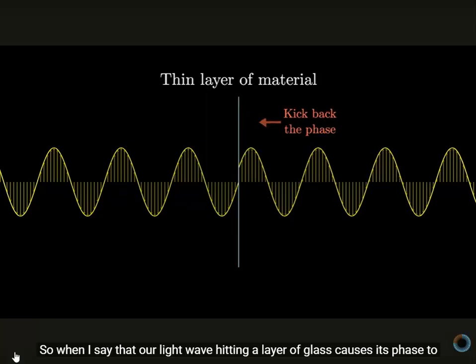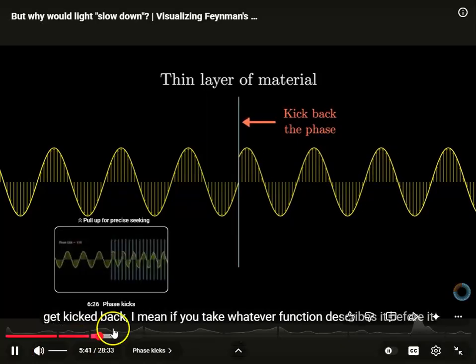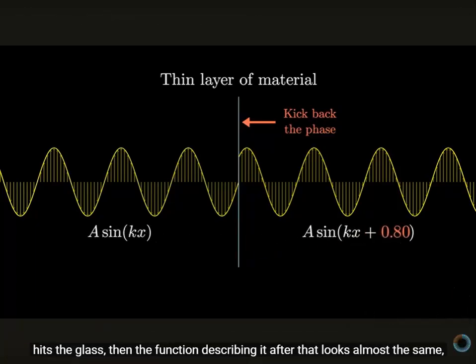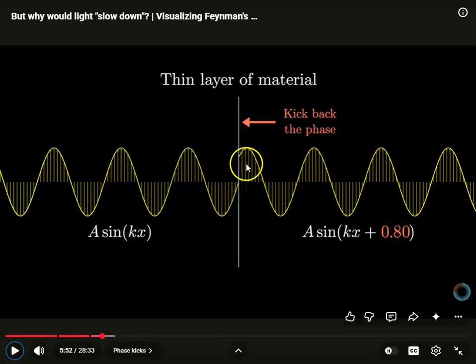So when I say that our light wave hitting a layer of glass causes its phase to get kicked back, I mean if you take whatever function describes it before it hits the glass, then the function describing it after that looks almost the same, just with a little extra something added to the input of that sine function. Now this is just from one layer of the material.